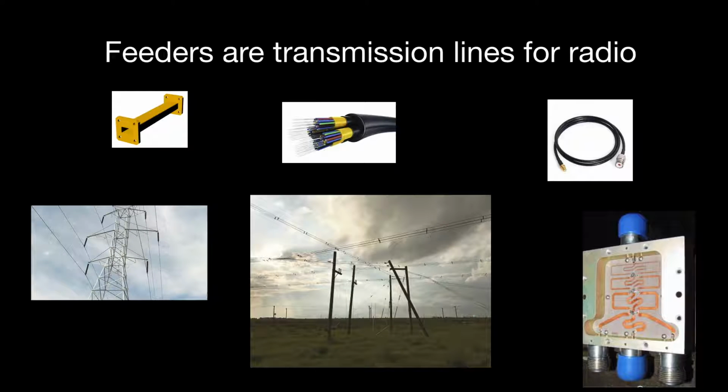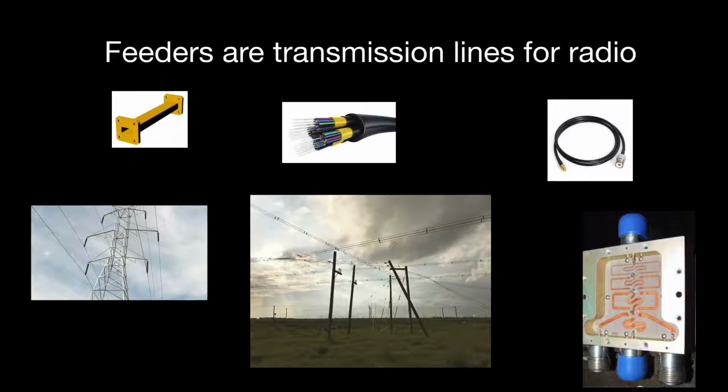So let's get started. Feeders are transmission lines for radio. Now when we talk about transmission lines, there's a whole gambit of theory that goes with that, and transmission lines can take many different forms, not just the coax or open wire feeder that we are used to. On the top left there you can see a section of waveguide showing the flanges where you bolt two pieces of waveguide together. Top center, fiber optic.